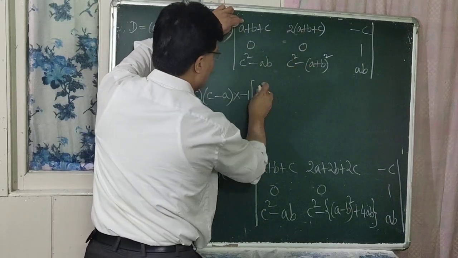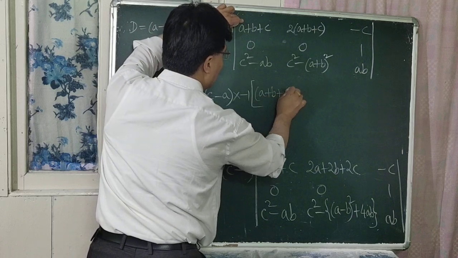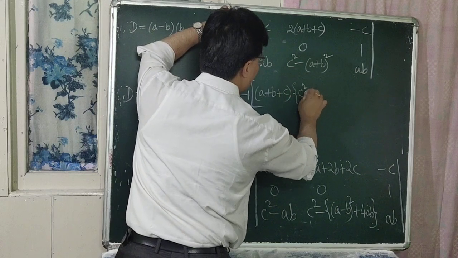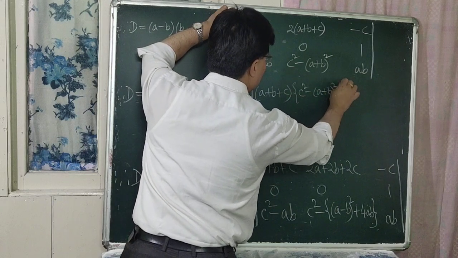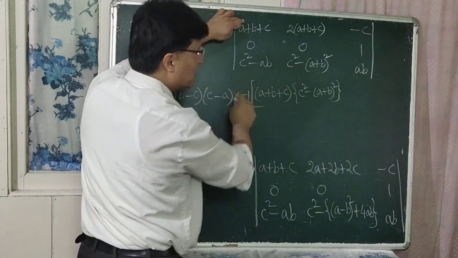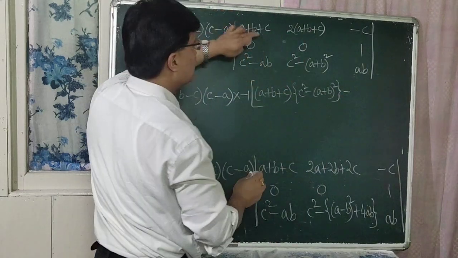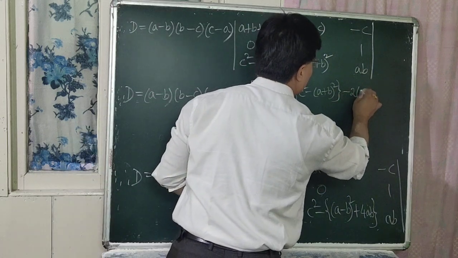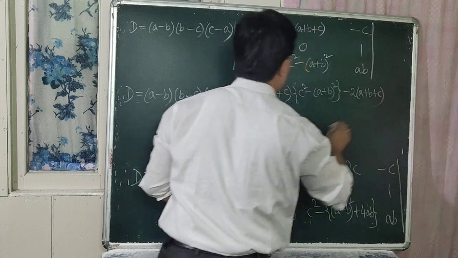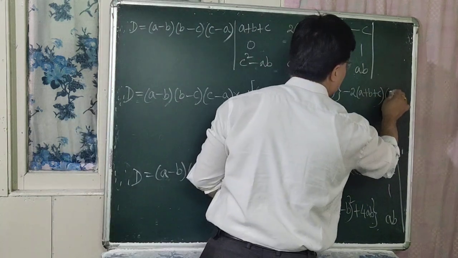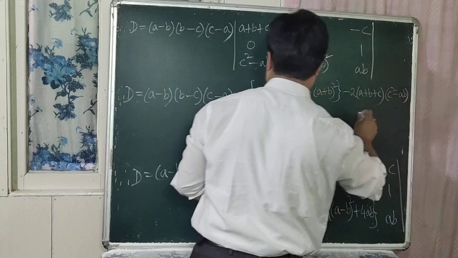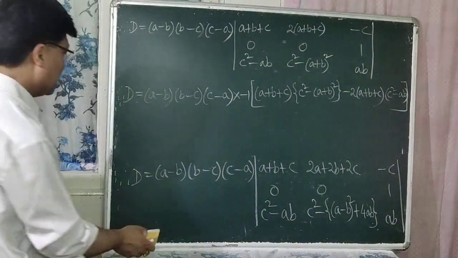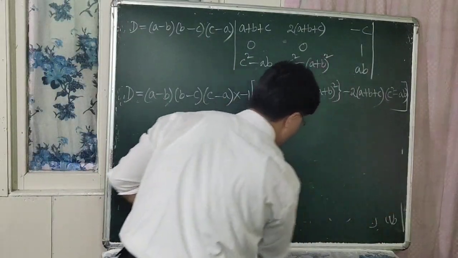Now cross multiply. That is (a + b + c) into what? c square minus (a + b) whole square. It is cross multiplied. Then comes minus sign. Minus, what do we write? This into this. 2 into (a + b + c) into (c square minus ab), right? c square minus ab. So here third bracket is closed. So is it clear to all of you? Now let us simplify it.